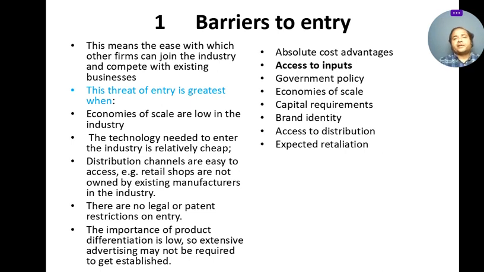The first one is called barriers to entry. This means the ease with which other firms can join the industry and compete with existing businesses. The threat of entry is greatest when economies of scale are very low in the industry and the technology needed to enter the market is very cheap. Distribution channels are very easy to access.